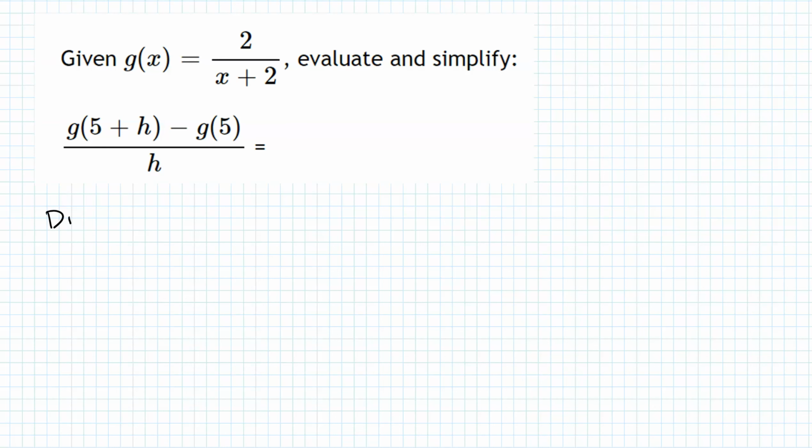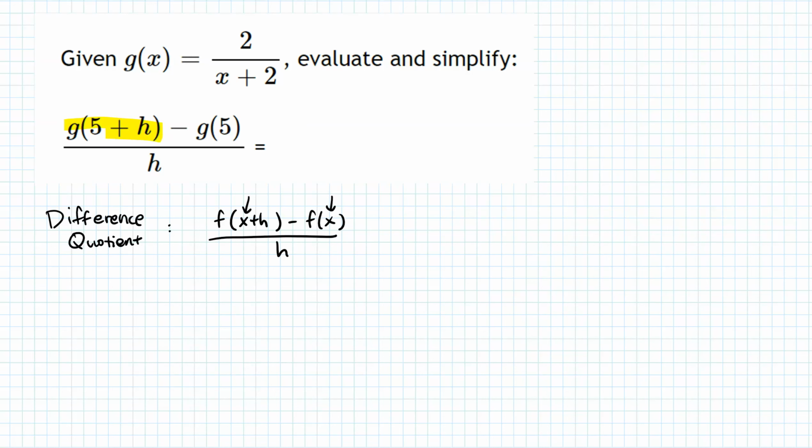Let's remind ourselves of the difference quotient. That is given by f of x plus h minus f of x, all over h. And the thing that we're asked to find here is very similar to the difference quotient. In fact, the only difference is that in place of the x, we have a numeric value. In this case, that value is 5. So let's go ahead and start to break down the different components of this thing.